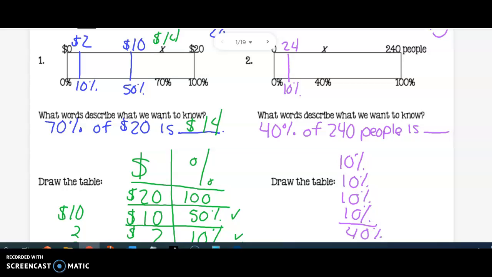So for each of these values, I'm going to match it up with 24 people. So 24 plus 24 plus 24 plus 24, or you could do 24 times 4. That'll get you the same answer. Okay, so 4 plus 4 plus 4 plus 4 is going to be 16. 2, 4, 6, 8, and 1 is 9. So our missing value for here is going to be 96 people.